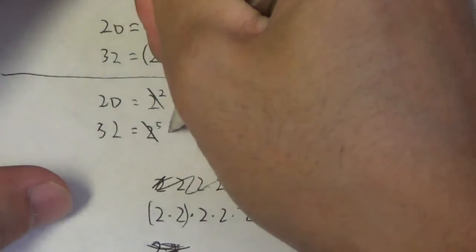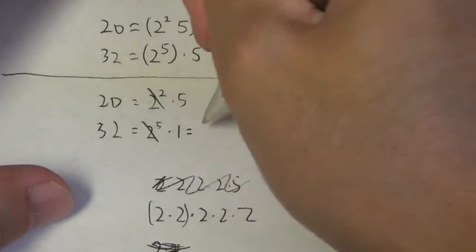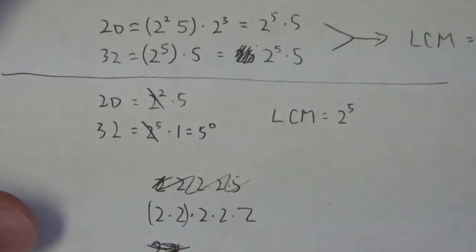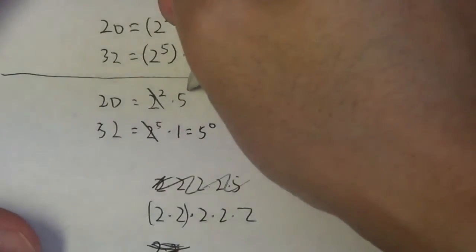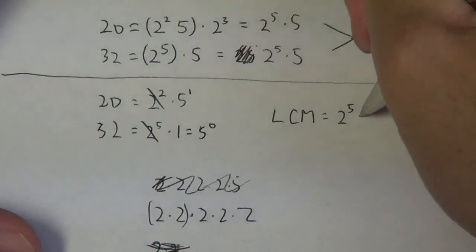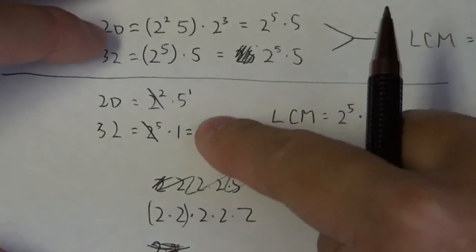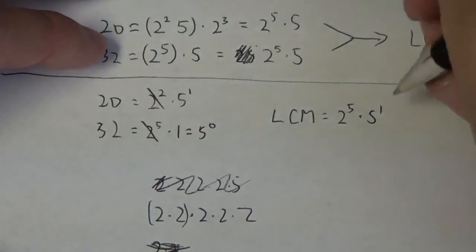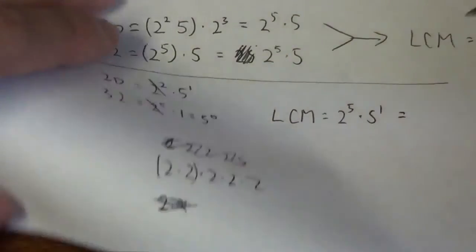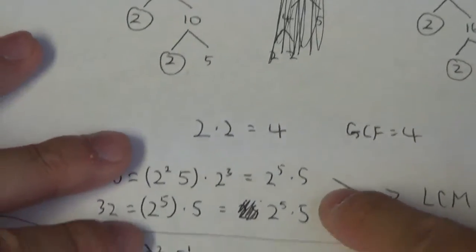Now, 20 has a times 5, and 32 doesn't have one. Technically 32 has one, it's just a times 1. And remember, 1 is the same thing as 5 to the 0 power, and this 5 really is 5 to the 1 power. So by multiplying 5 to the 1, it obviously already includes the 0. So this right here is all we need, and that is what we determined up here.